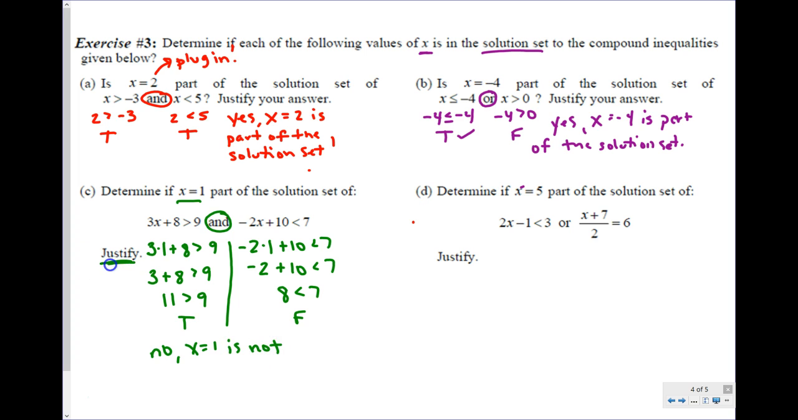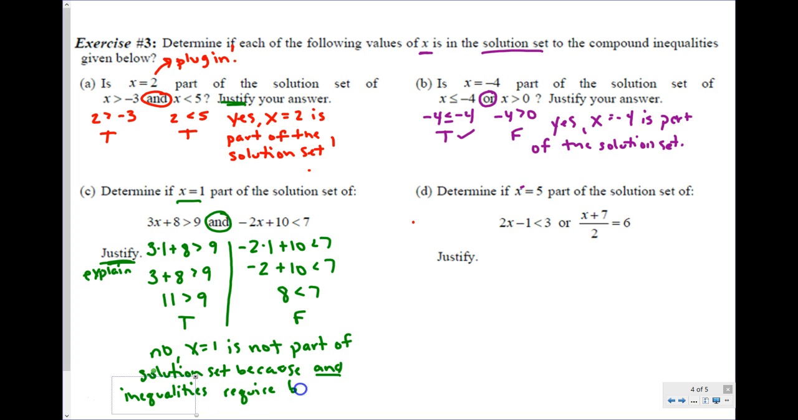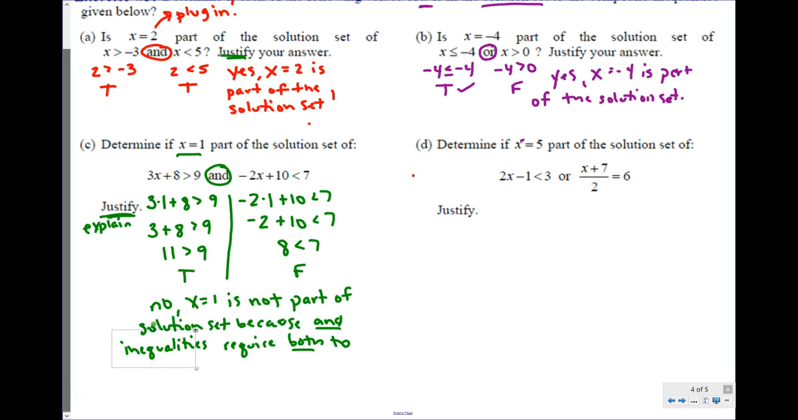And it says here justify, which I forgot to put up here, but justify means explain. Explain why. So it's not part of the solution set because and inequalities require both to be true. Okay, that's my justification.